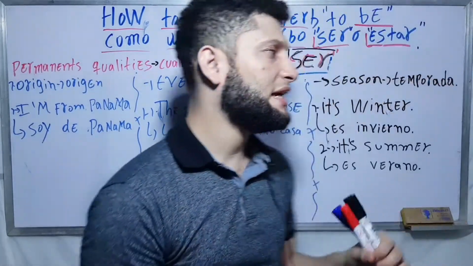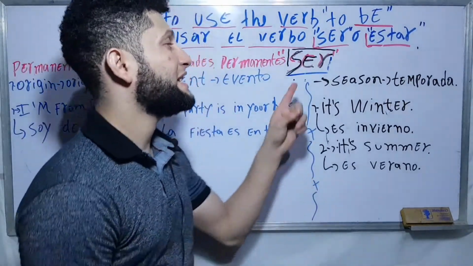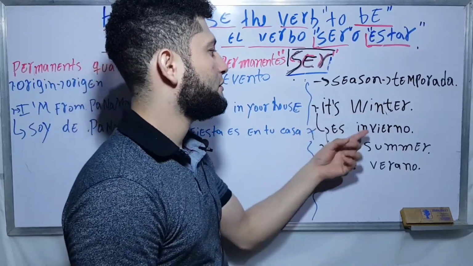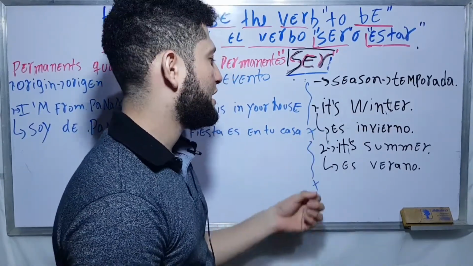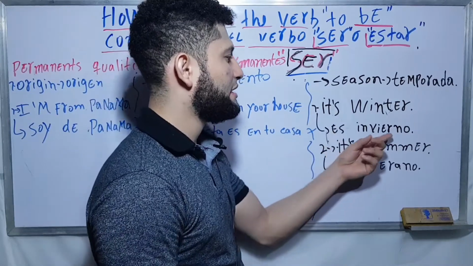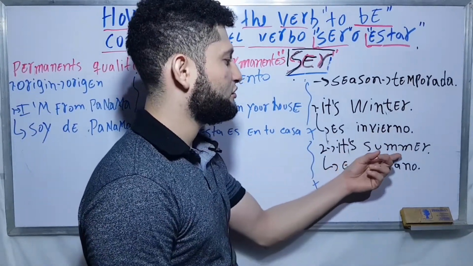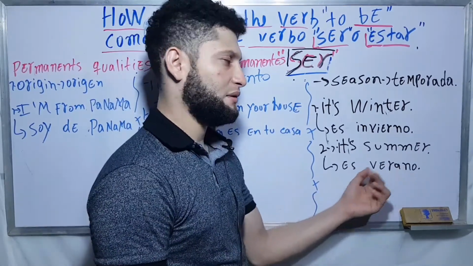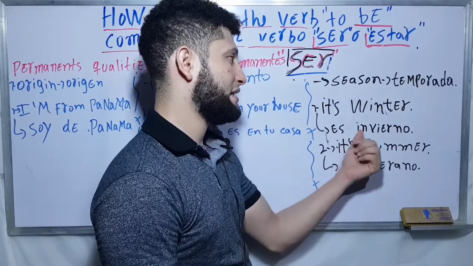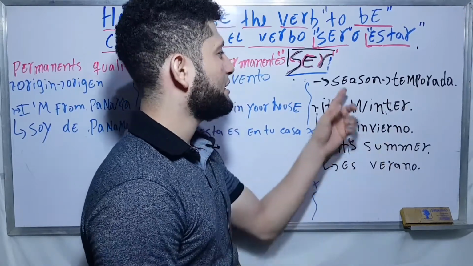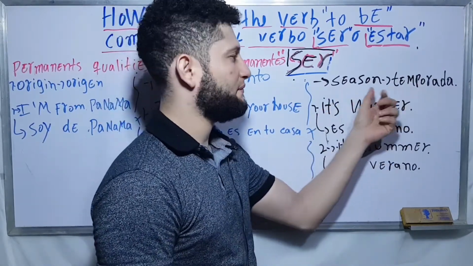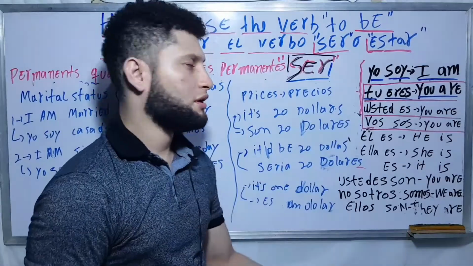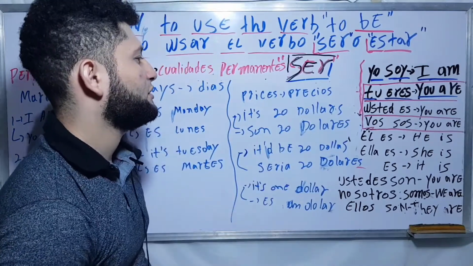Now finally our last one for the verb ser is for season. For season, it's winter, the pronunciation in Spanish es invierno, it's summer, es verano, es verano. Season, temporada. Okay, guys, now we have almost the last one.